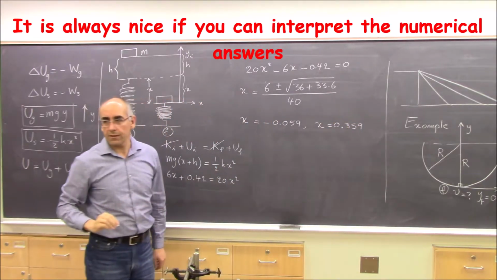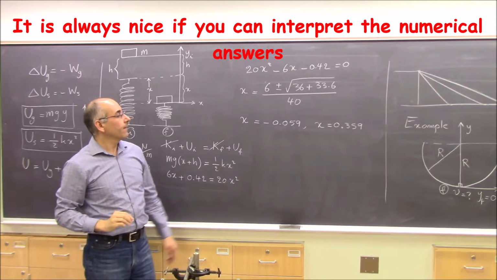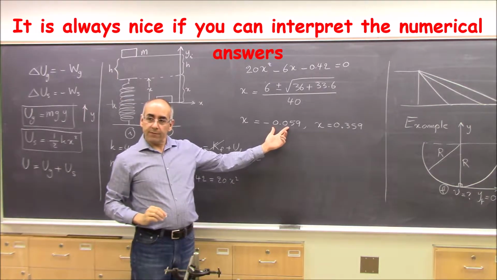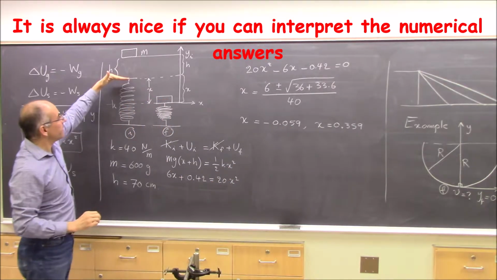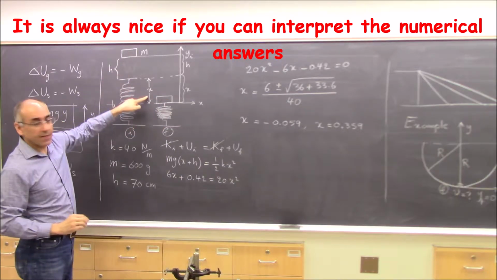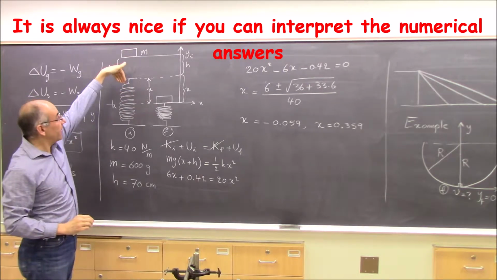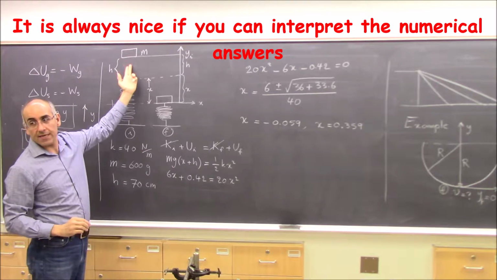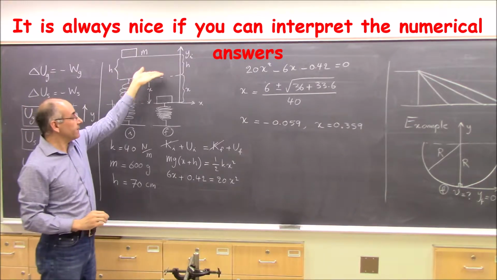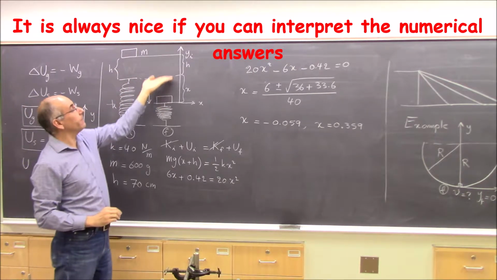Which one would you pick? What does this negative mean? It means it's going up. You took the downward direction as x, which means x is positive downward. Negative means that it goes up. So that doesn't happen. In fact, it happens if it goes here and then comes back.